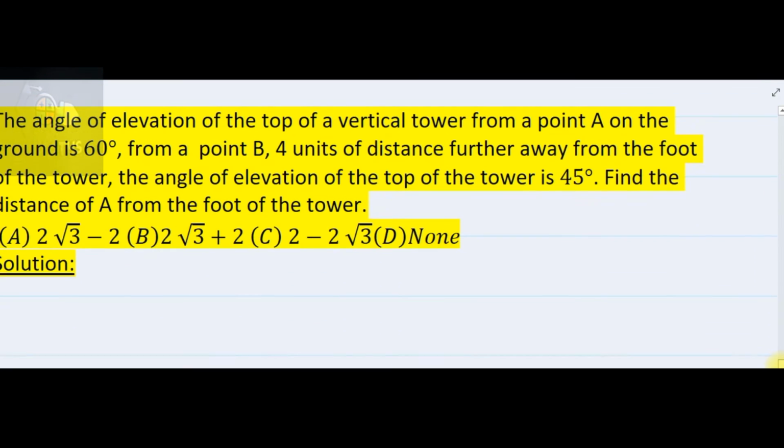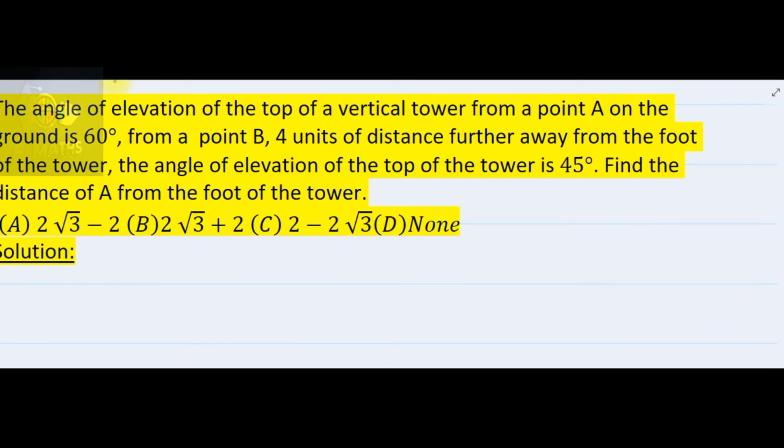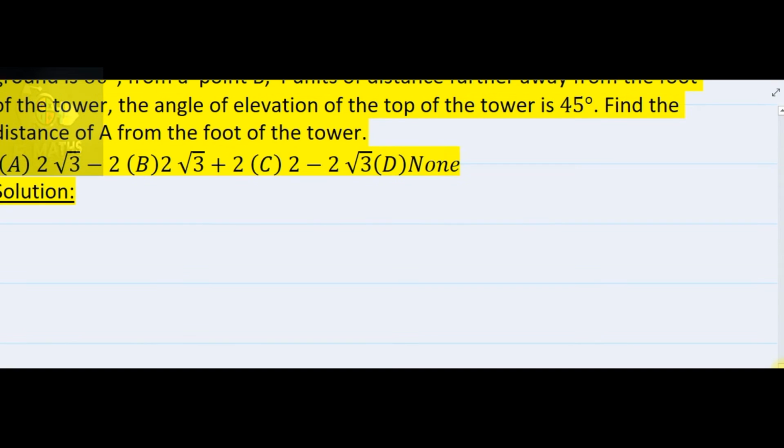They said the angle of elevation of the top of a tower from a point A on the ground is 60, from a point B 4 units further away. So almost the same thing. The difference is the angle. So the same diagram but a different angle of elevation.